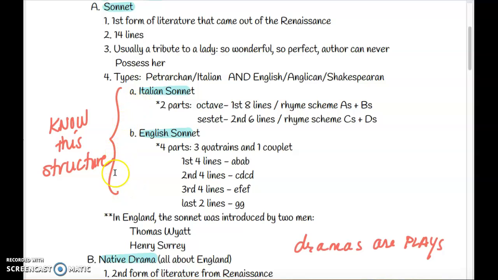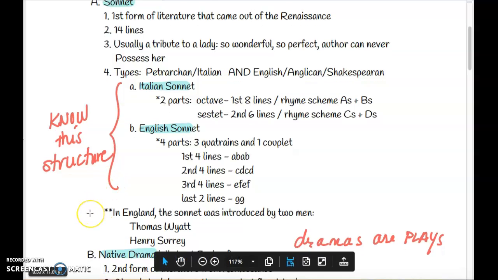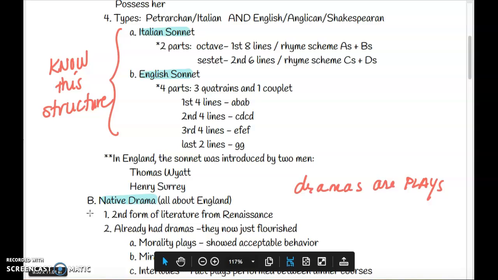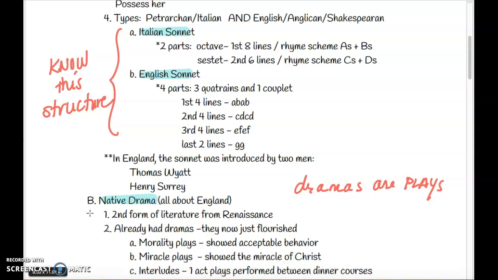All right, so those are what I tend to have you, I guess, memorize or really get to know, the 2 different kinds of sonnets and their formats. Okay, the sonnets in England were introduced mainly by 2 men, which was Thomas Wyatt and Henry Surrey. But we know mostly that Shakespeare became very famous for writing sonnets.